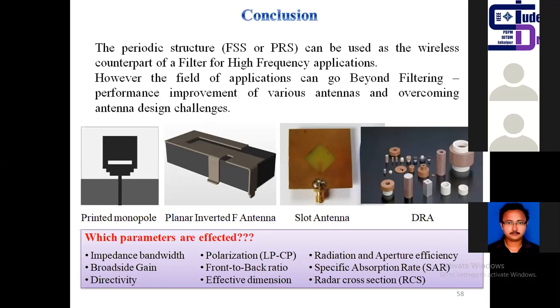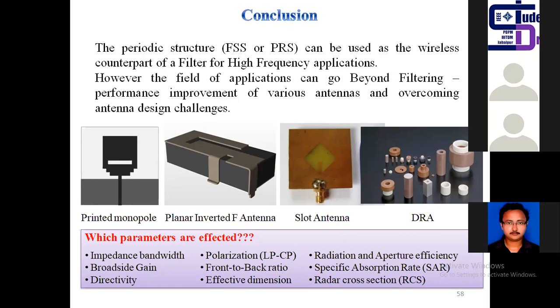What are the scopes? Not only gain and directivity or bandwidth. The FSS can be used to play with different antenna parameters, such as the radar cross section, and the polarization specifically. You can use some FSS that is compatible with circular polarization. You can also reduce the effective dimension of the antenna by using FSS or this kind of array structure that is not known as FSS, that is known as metasurface. There are many such structures close to FSS, but not exactly FSS. Their names are like metamaterials, metasurface kind of things.